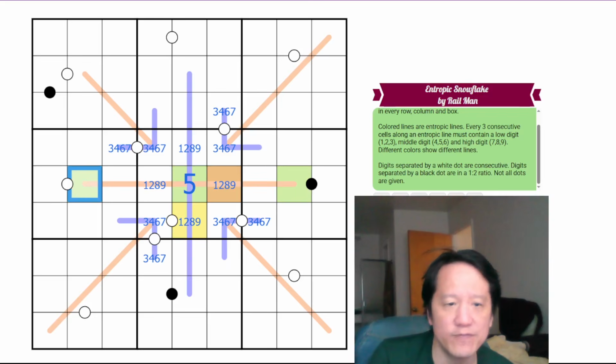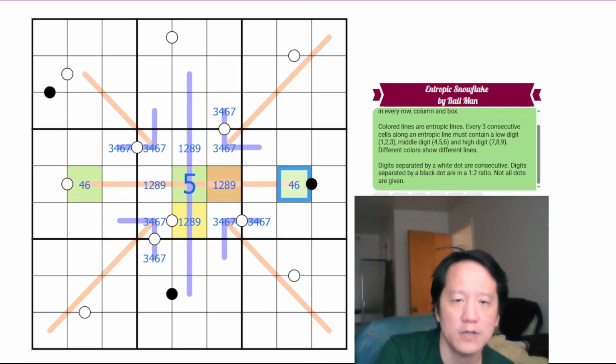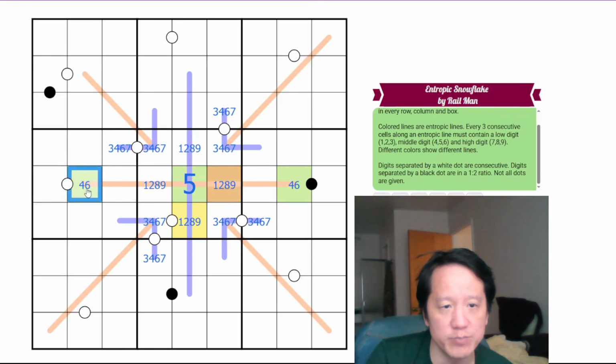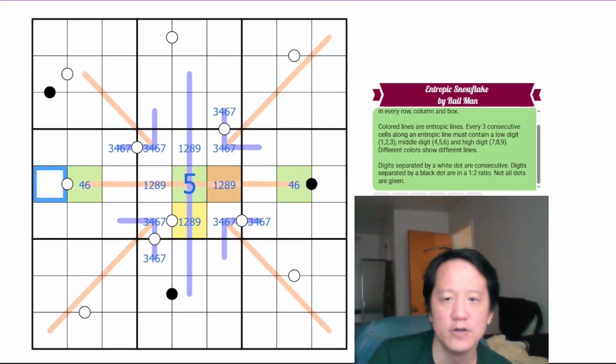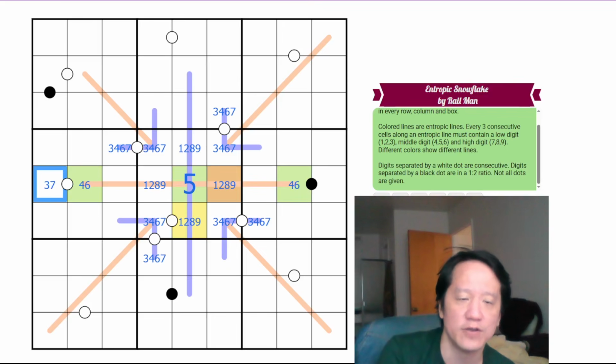This then must be a 4-6 pair. This is 4 and 6. And these digits must be consecutive with 4 and 6, and they cannot be 5. So this must be 3 or 7.